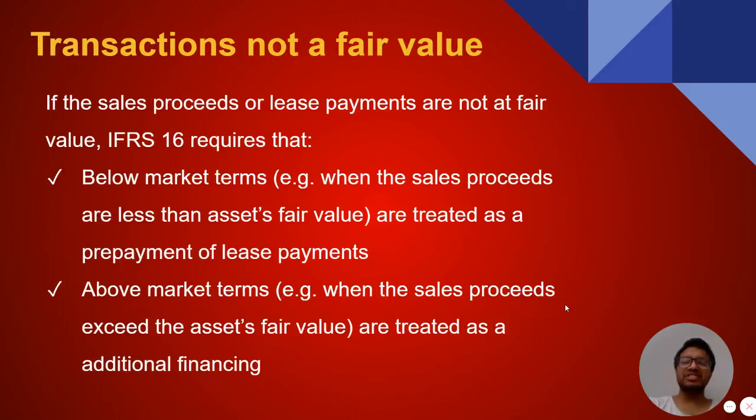If the transaction is not at fair value, how do we treat it? This is another crucial thing which is not in the FR book. If it's below market terms, the sales proceeds are less than the asset's fair value, and if it is above the fair value, then the excess is treated as additional financing. Simple thing, just have a go at it. It's pretty simple, right?